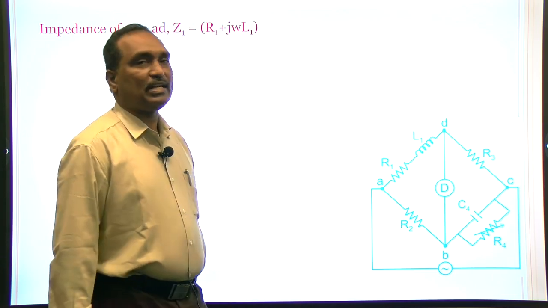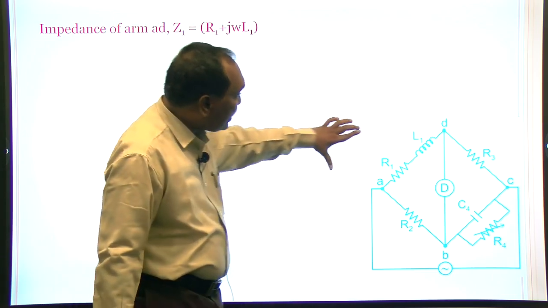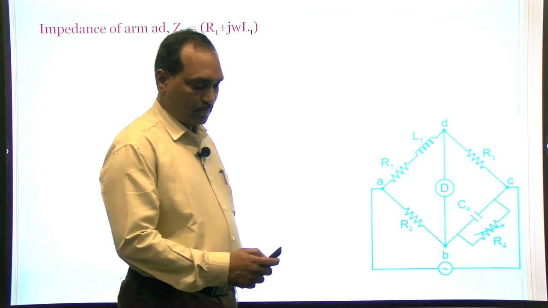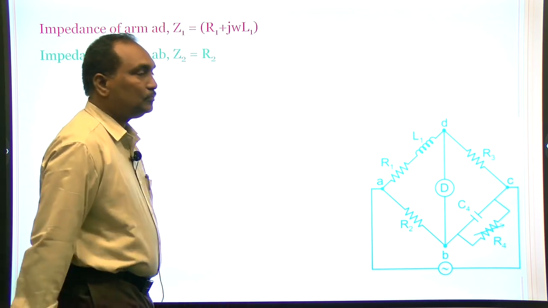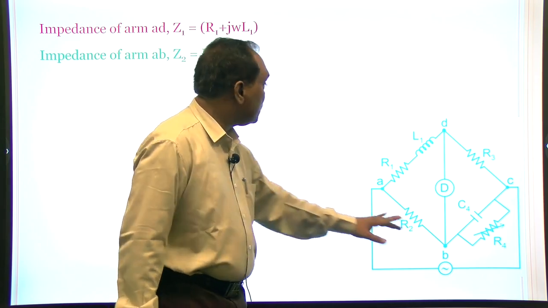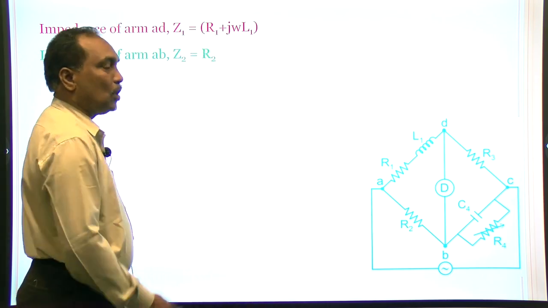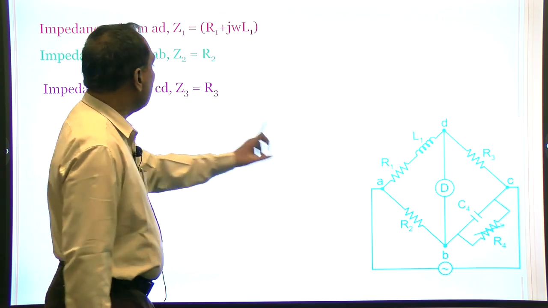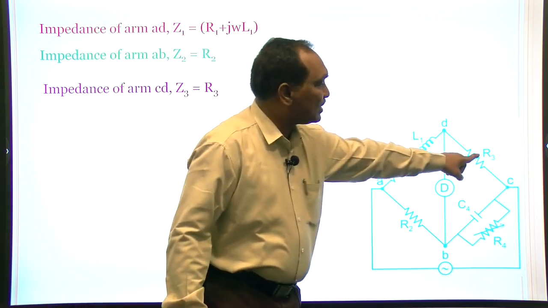J is the imaginary number. So, Z1 is the impedance across the arm AD. And what about the second arm? Where only resistance R2 is there, so that impedance Z2 is equal to R2. What about the arm CD? Impedance Z3 is equal to R3, because only R3 is there.